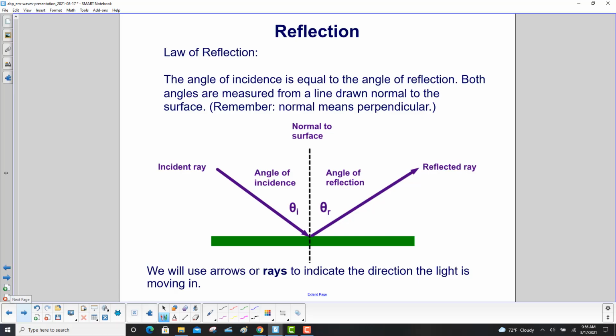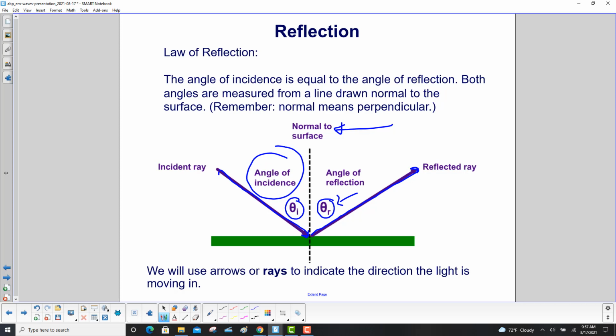The law of reflection. The angle of incidence is equal to the angle of reflection. Both angles, here's theta incident, here's theta of reflection, are measured from a line drawn normal to the surface. And please remember, normal means perpendicular. So if a light ray comes in like this at a certain angle, it will bounce off the surface and reflect at the exact same angle. Those two angles are equal.